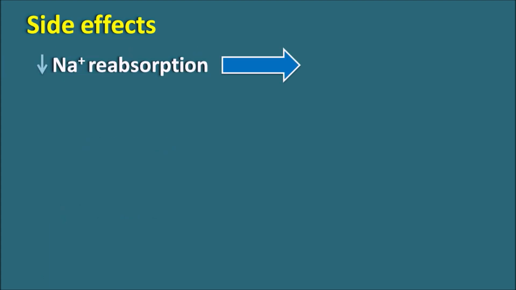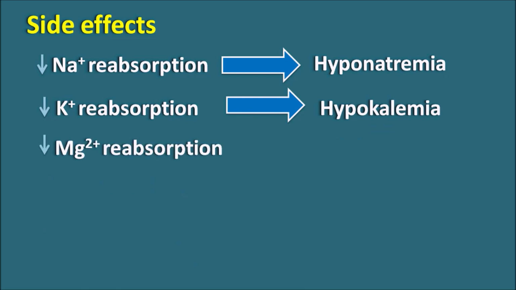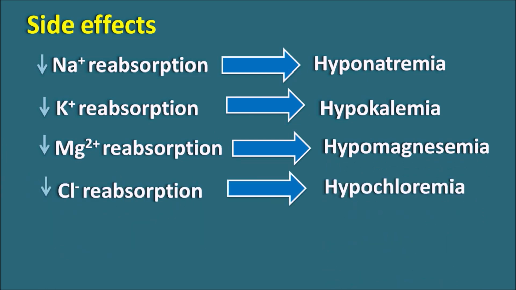Side effects of chlorthalidone are because of its mechanism of action. Because it is going to block the sodium chloride exchange pump, it can inhibit the reabsorption of so many types of electrolytes. This chlorthalidone can inhibit the sodium reabsorption, which results in increased sodium excretion, resulting in hyponatremia. Similarly, it can inhibit the potassium reabsorption resulting in hypokalemia, and it can inhibit the magnesium reabsorption producing hypomagnesemia, and it can inhibit the chloride reabsorption resulting in hypochloremia.